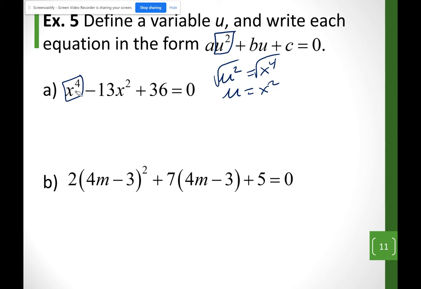Okay, so my u is equal to x squared, and then it says write each equation in the form of a u squared plus bu plus c. So I'm going to write u squared, because remember how we said that u squared equals x to the 4th? So instead of x to the 4th, I'm writing this as u squared minus 13u. Remember how we said u is x squared? Plus 36 is equal to 0.